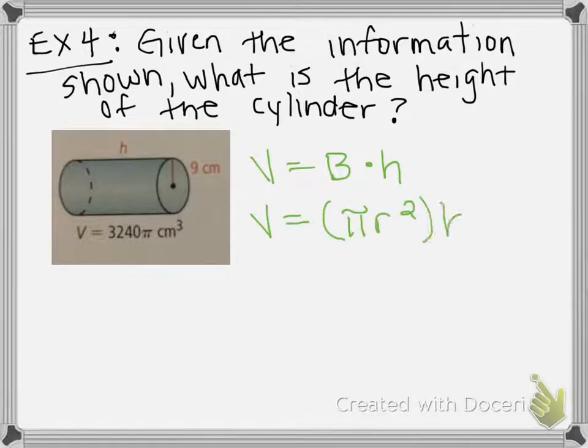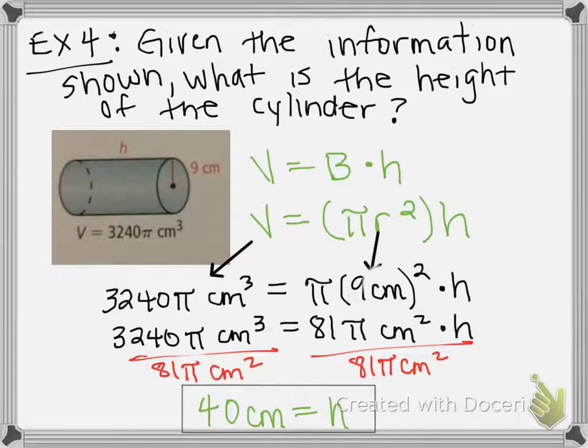I don't know what the full area of the base is yet, but I do know that my volume is 3,240, and that should say pi. I'll fix that in just a second as we continue with the video. Centimeters squared. And my area of the base, since it's a circle, is pi r squared.